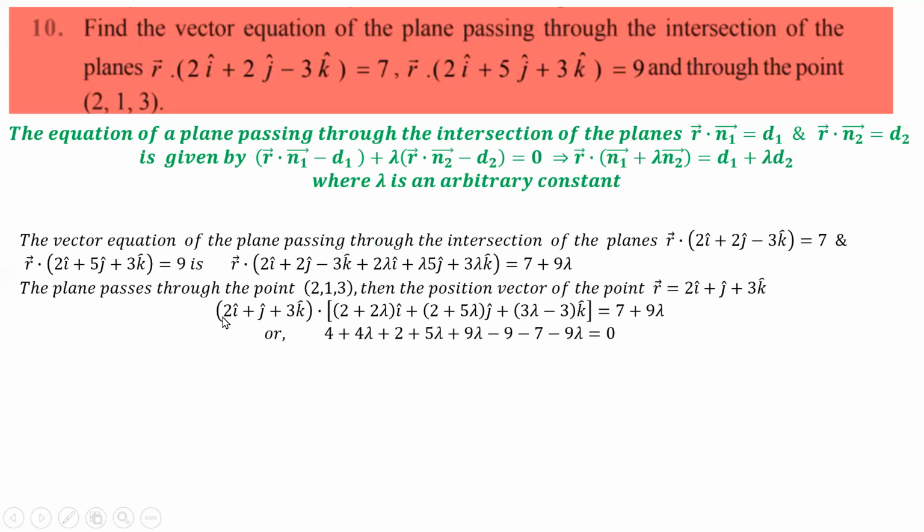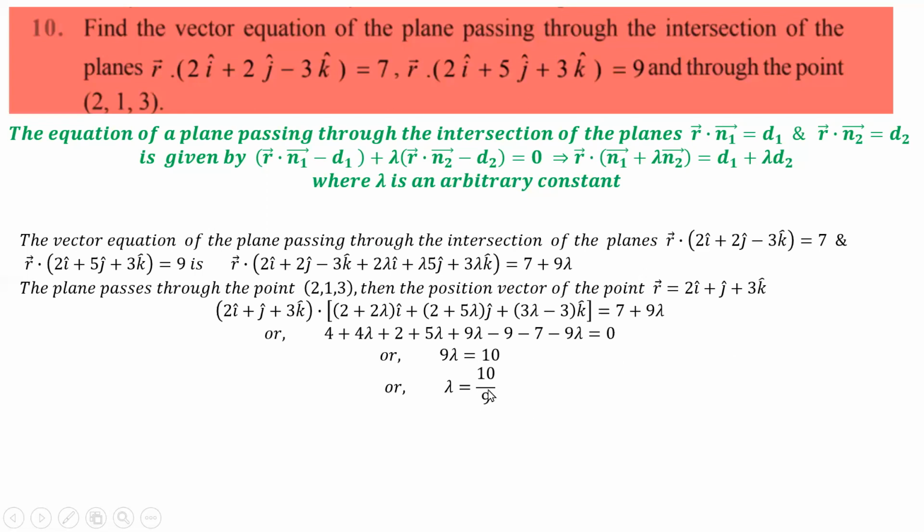So dot product means 2 into 2 plus 2 lambda, that is 4 plus 4 lambda. 1 into 2 plus 5 lambda, so only 2 plus 5 lambda. And the third term will be 3 into 3 lambda minus 3, which is 9 lambda minus 9. And this is 2 minus 7 and minus 9 lambda. Now simplify this and write down the value of lambda is 10 upon 9.